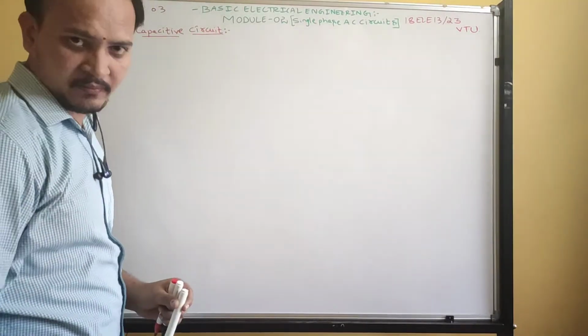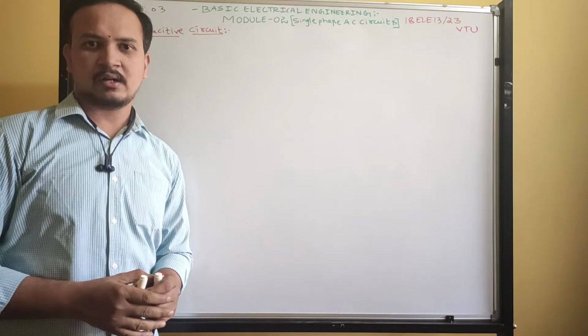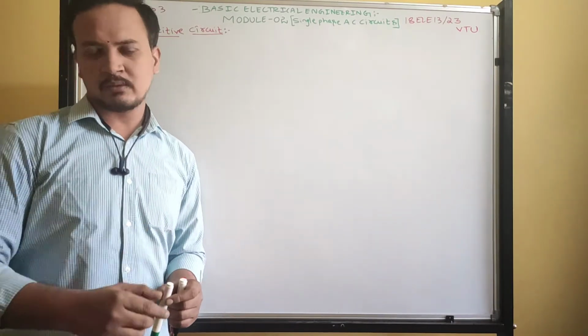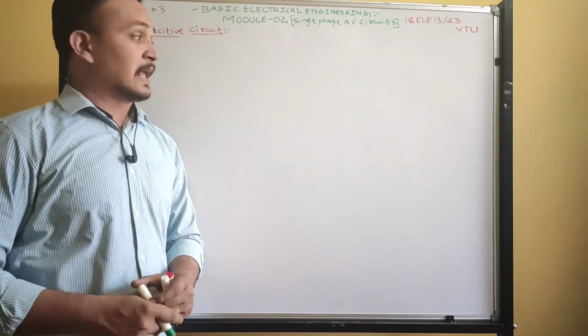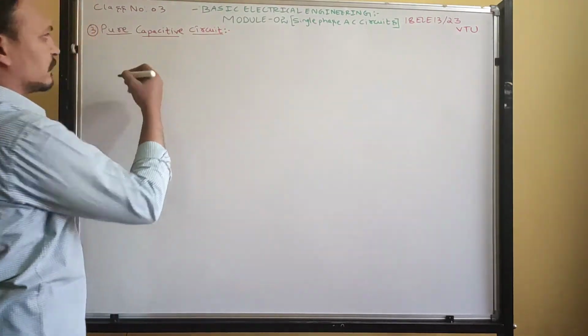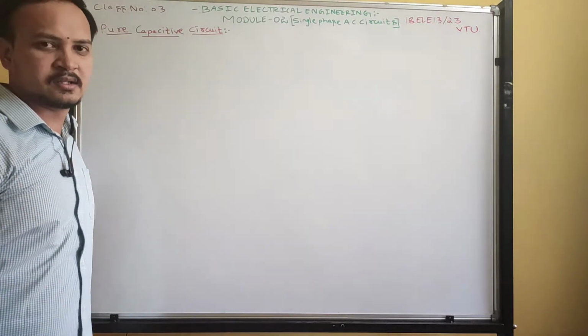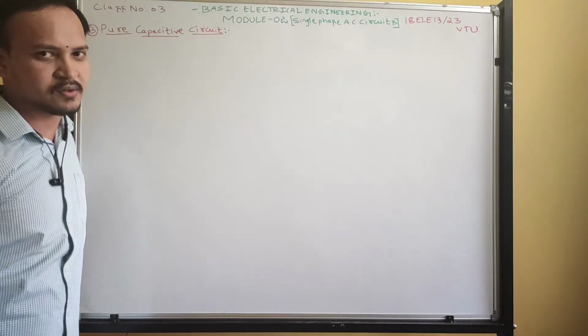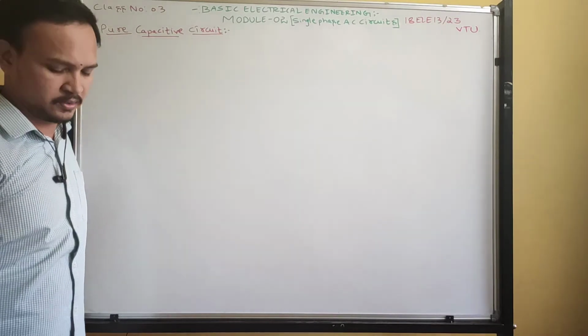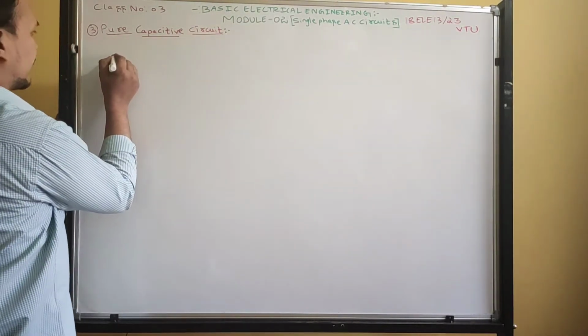In class number 1 we studied pure resistive circuit, in class number 2 pure inductive circuit is covered, and in this lecture I am going to explain pure capacitive circuit. So we can start. What do you mean by pure capacitive circuit? Yes, the circuit which consists only of capacitance is called pure capacitive circuit. We can draw the pure capacitive circuit diagram.